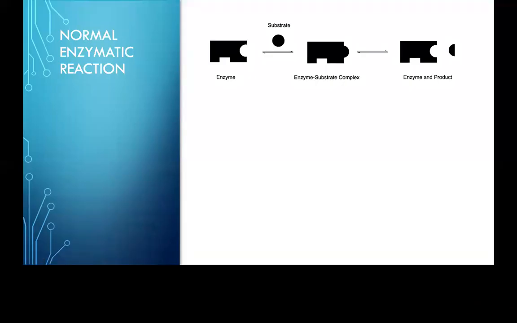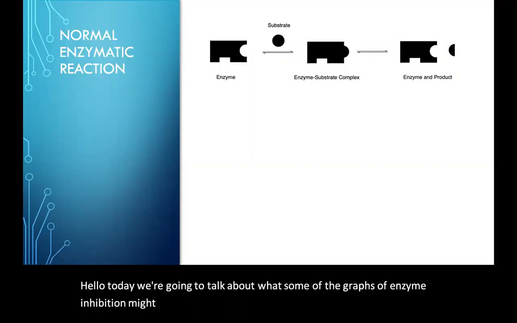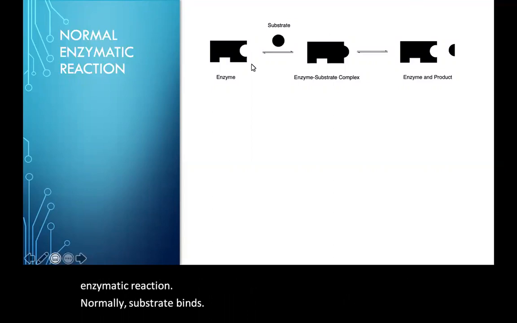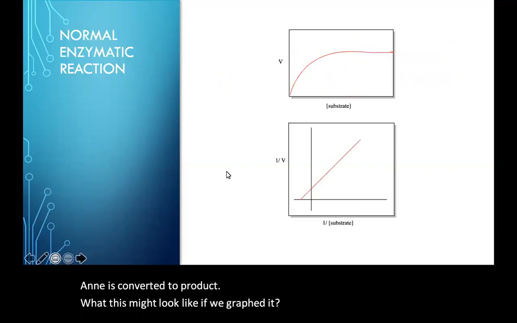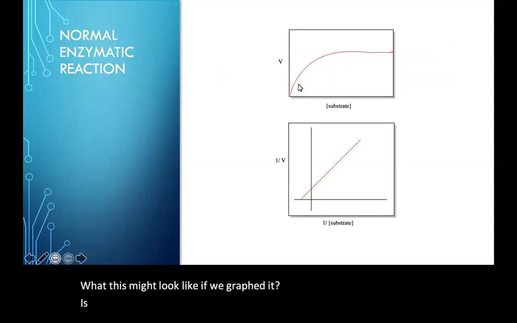Hello. Today we're going to talk about what some of the graphs of enzyme inhibition might look like. First of all, we have to look at our normal enzymatic reaction. Normally, substrate binds to an enzyme and is converted to product. What this might look like if we graphed it is this. We look at velocity versus substrate concentration.